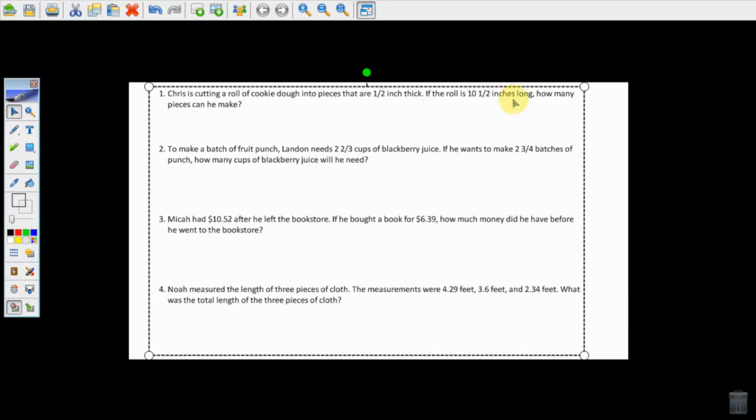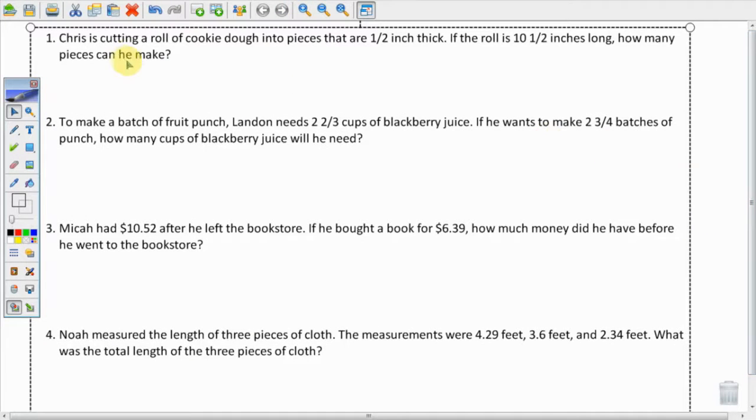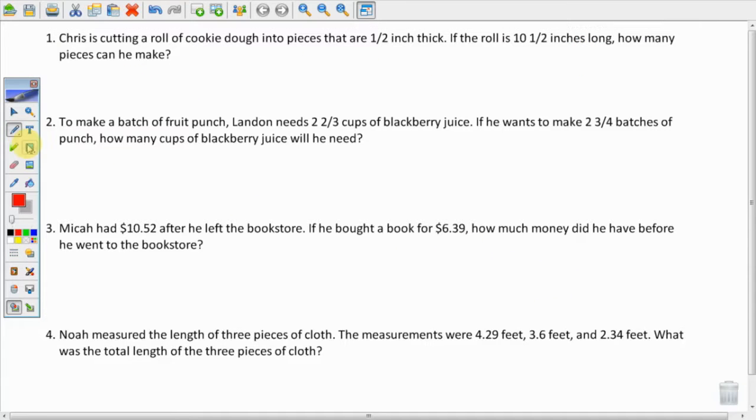Alright, the first one says Chris is cutting a roll of cookie dough into pieces that are a 1/2 inch thick. If the roll is 10.5 inches long, how many pieces can he make? So what I want to do is visualize that problem. So I've got a 10.5 inch roll of cookie dough.